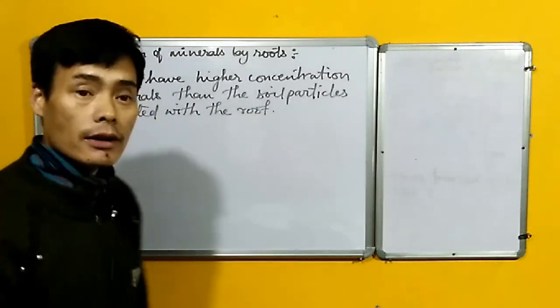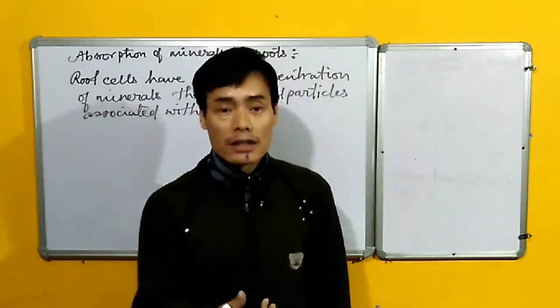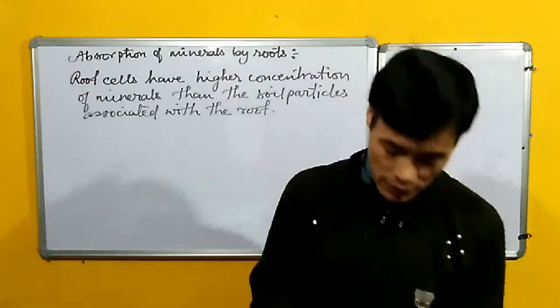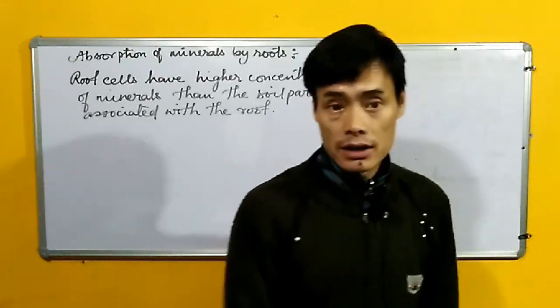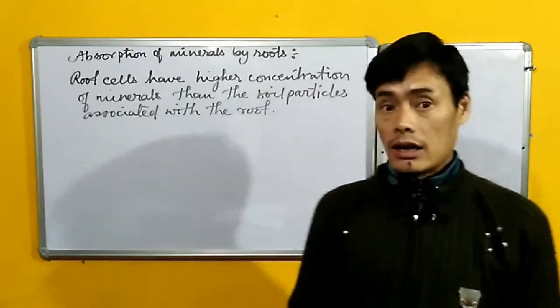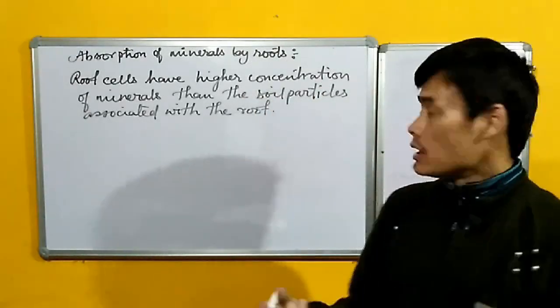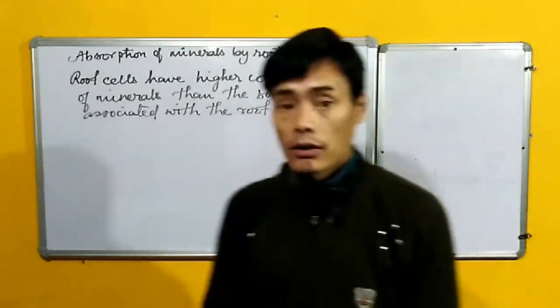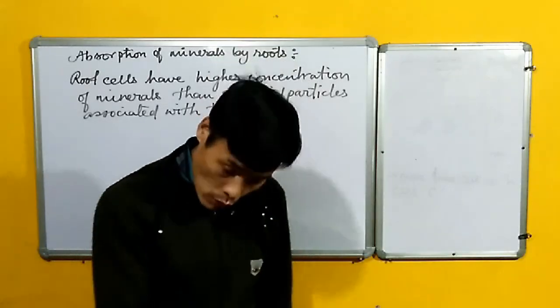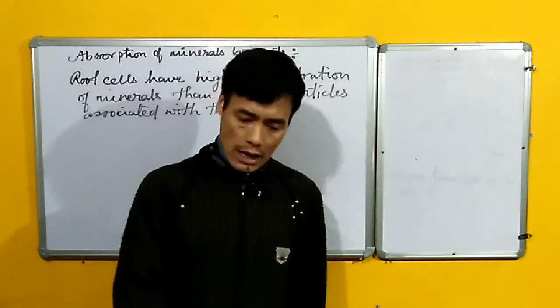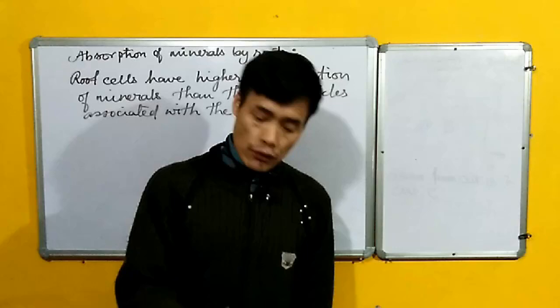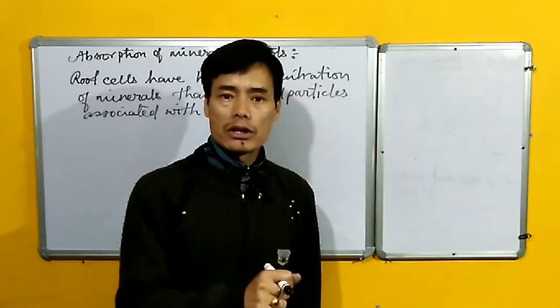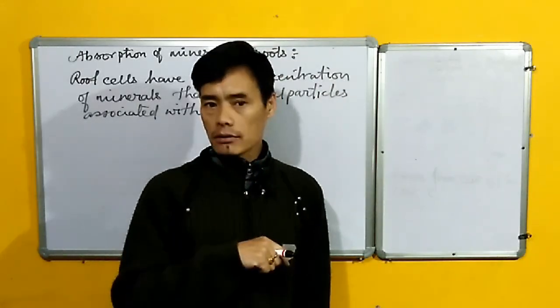Now, since the root cells already have a higher concentration of minerals compared to the minerals in the soil particles surrounding the root, it becomes difficult for the plant body to extract or absorb these minerals from a region of lower concentration to a region of higher concentration.